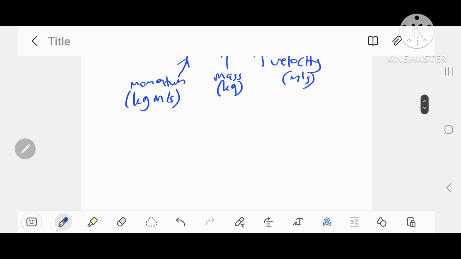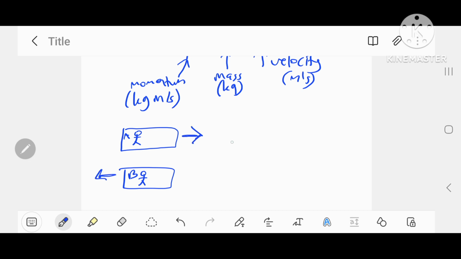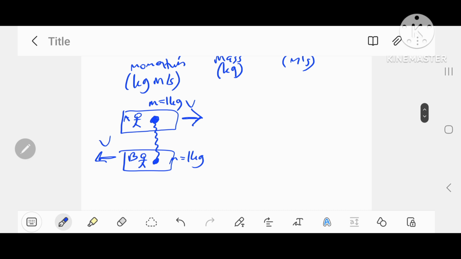Consider the case in which momentum is measured by two observers. Suppose you have two observers, observer A and observer B, in two carriages. They're moving relative to one another in opposite directions, so one's moving to the right, one's moving to the left, at the same speed v. Each of them has the same mass m, that weighs a kilo, and there's a spring between these two masses.